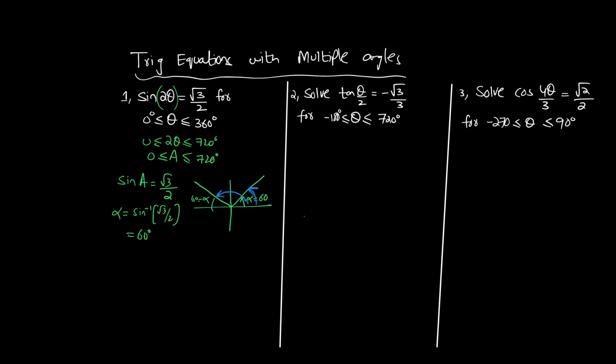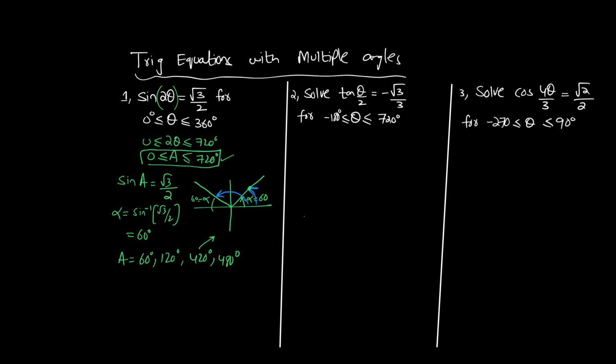So the first angle for A would be 60 degree. The other angle would be 180 minus 60 degree, which is 120 degree. But these are only two angles from 0 to 360, and now we know that our domain of A is from 0 to 720, so we need other angles as well. So what you'll do is you'll add 360 in both the angles. So 60 plus 360, 420 degree, and 120 plus 360 degree, 480 degree. Now you can't add further because adding further 360 would make you cross this range. So these are the angles for A.